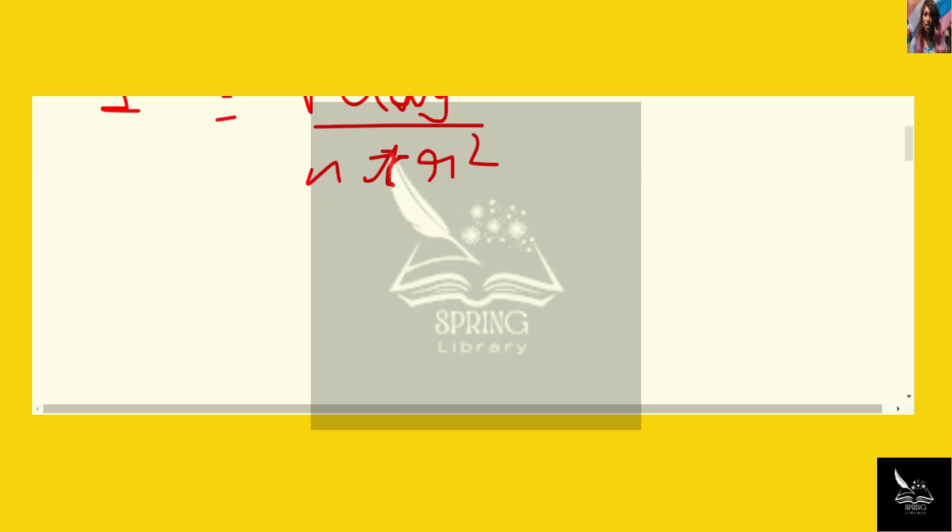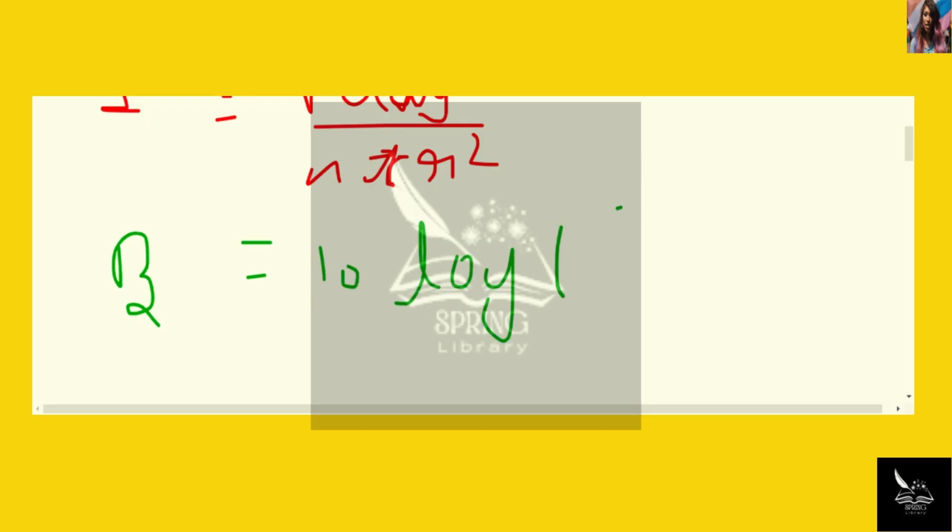Now, we should define the sound level concept. The sound level β is convenient to use on a logarithmic scale. So it is defined as β is equal to 10 log I by I0. So, this is the basic information that we needed for the solution of this numerical.